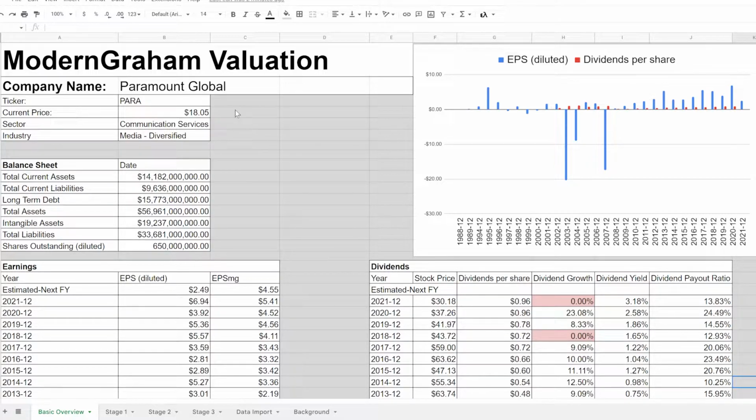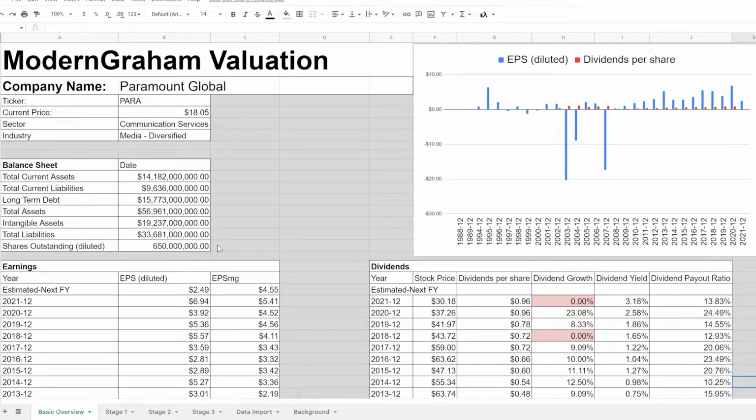First of all, we have PARA, that's the ticker, and the current price is about 18.05. The sector that we're looking at is communication, and the industry is media. Of course, this is Paramount. They do lots of TV stuff, and Star Trek really is what I know them for. And I mean, that's what I am a subscriber for their service for, and why I love it. If you haven't watched Star Trek, perhaps you should. It's an awesome show. But anyway, balance sheet.